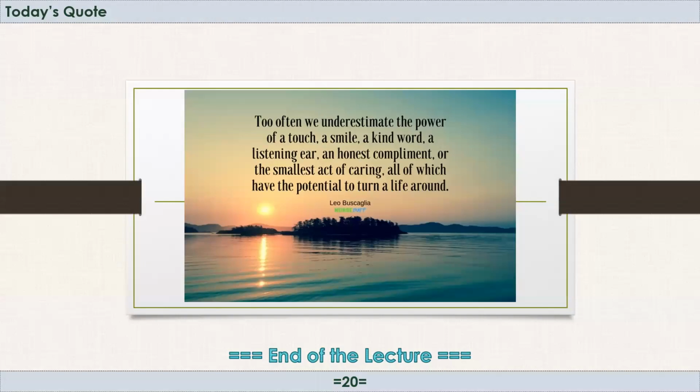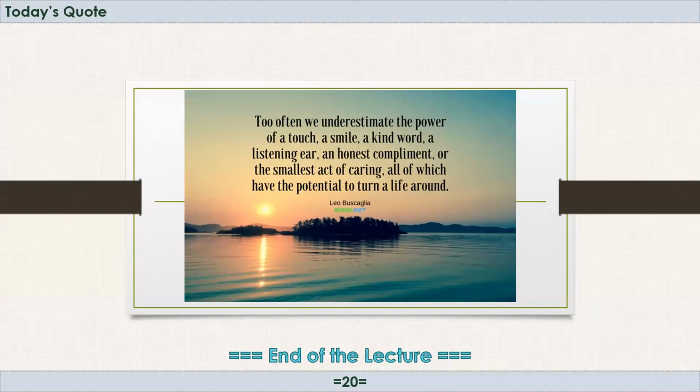All right, guys, let's finish this part with this quote, because I will start the next section after the break. Too often we underestimate the power of a touch, a smile, a kind word, a listening ear, an honest compliment, or the smallest act of caring, all of which have the potential to turn a life around.